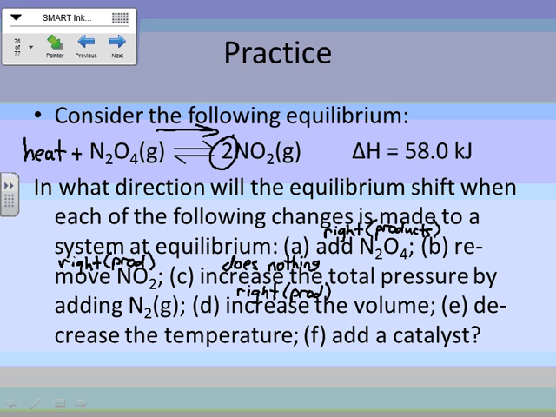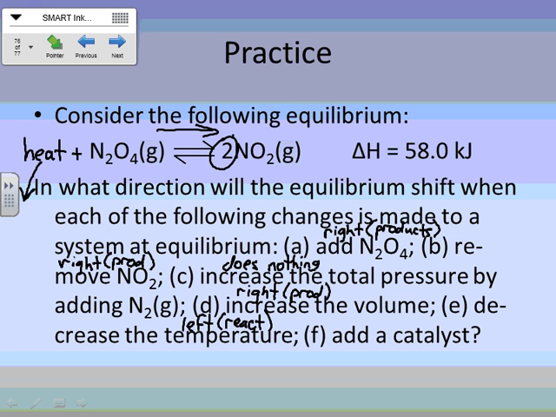So if we remove heat, which is essentially what we're doing when we're decreasing the temperature, okay, the heat is leaving, then which way is that going to shift the equilibrium? To the left, because we're essentially removing a product, okay? So decreasing the temperature moves it to the left or towards reactants. First one that we've had that's like that.